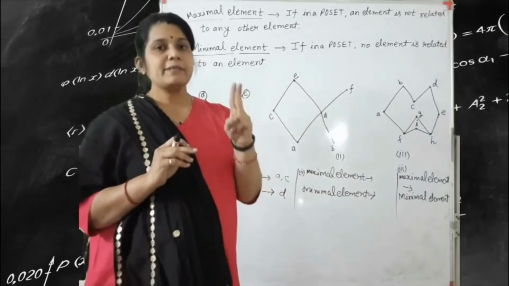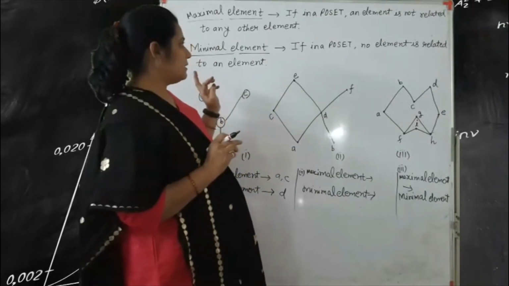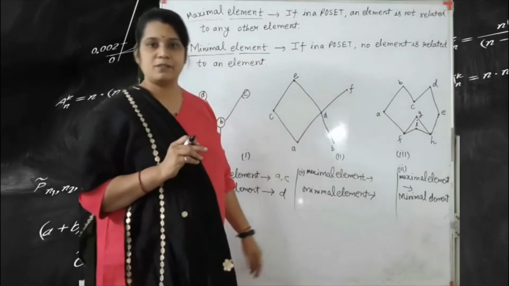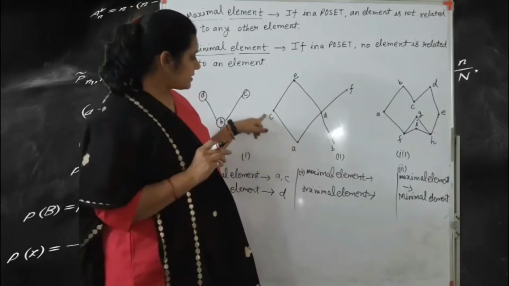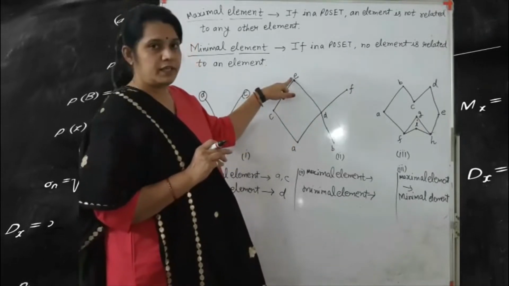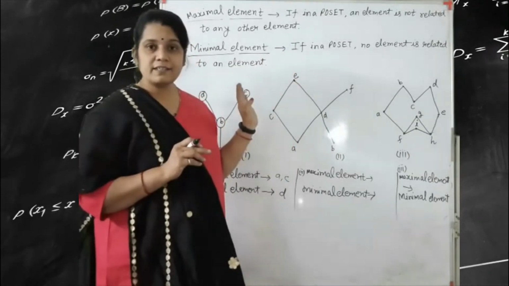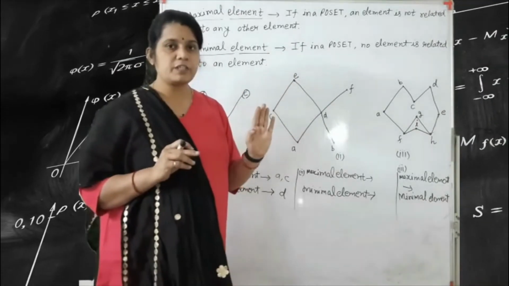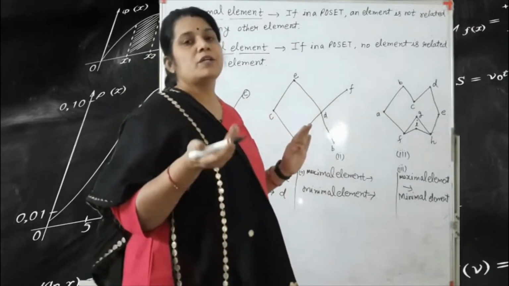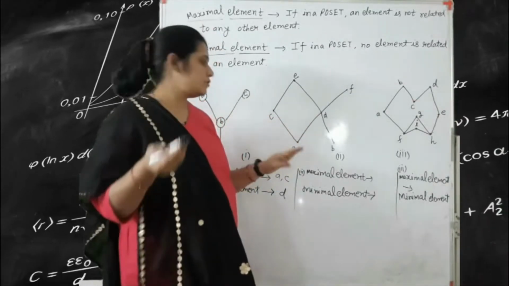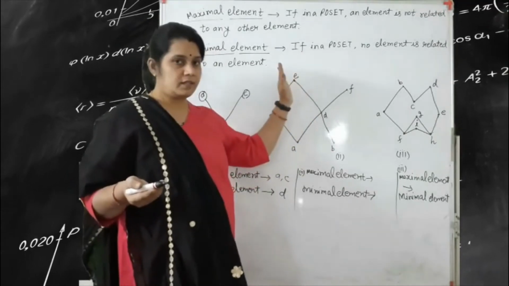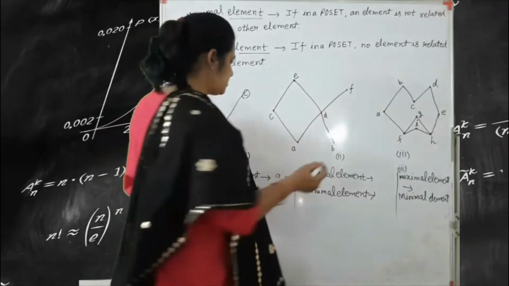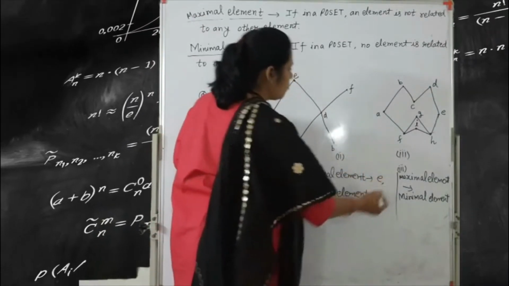That is the first point. The second point is that for a maximal element, the element is not related to any other element. Got it? So here A is related to C, C is related to E, but E is not related to any other element. Here D is related to E, but E is not related to D. That means you always draw the Hasse diagram bottom to top, so you consider upwards. Here E is not related to any other element.